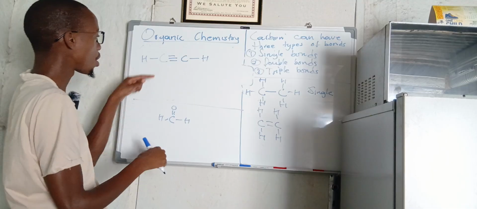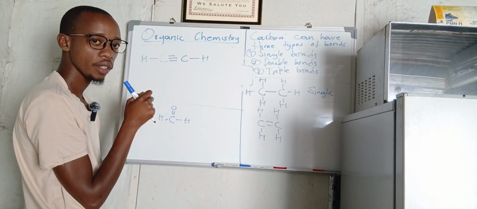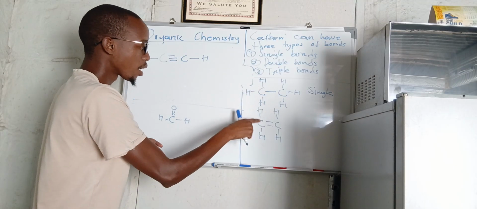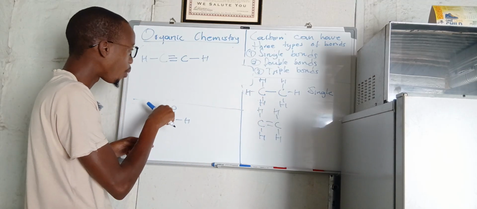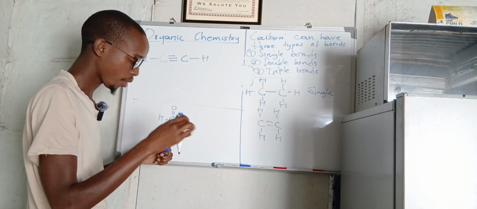See, so there are 1, 2, 3 bonds between carbon and carbon. You see, so this is a single bond, and then a double bond, and then a triple bond. Something that we need to remember.